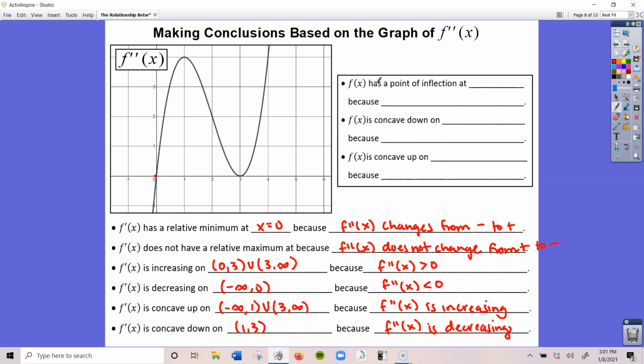Now for the function, f of x has a point of inflection at... Now, f of x will have a point of inflection when the second derivative is changing from positive to negative or negative to positive, which only occurs here at x is equal to 0. So we would say f of x has a point of inflection at x is equal to 0 because f double prime of x changes signs.